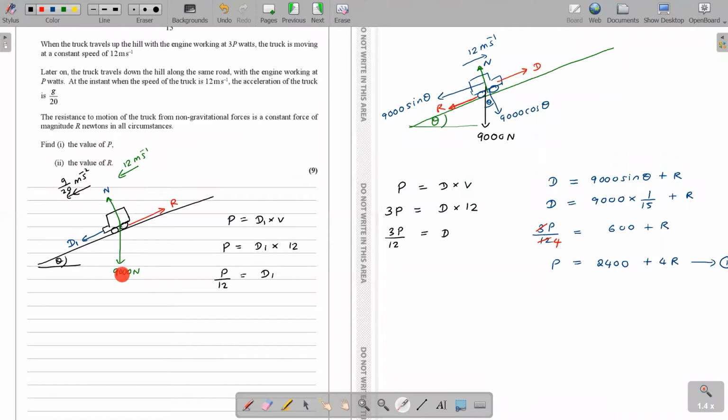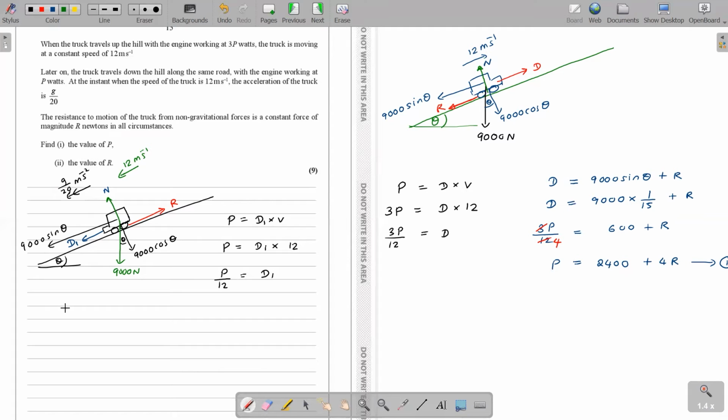Also, I need to first resolve the weight. What happens when you resolve the weight? I get this side 9,000 cos theta. The other side I get 9,000 sin theta. Are you with me? 9,000 cos theta, 9,000 sin theta. So this time when we apply F equals, I can't make forces equal. Obviously the forces are not in balance because the particle is accelerating.